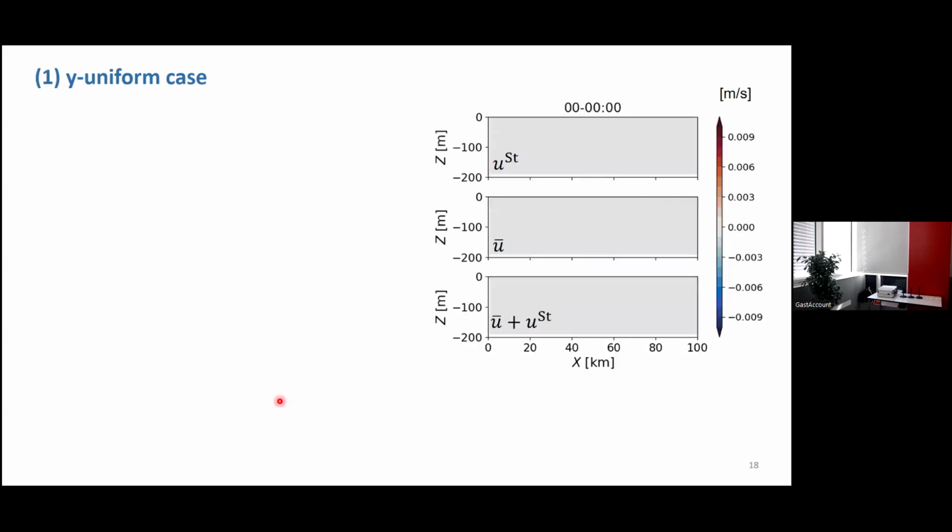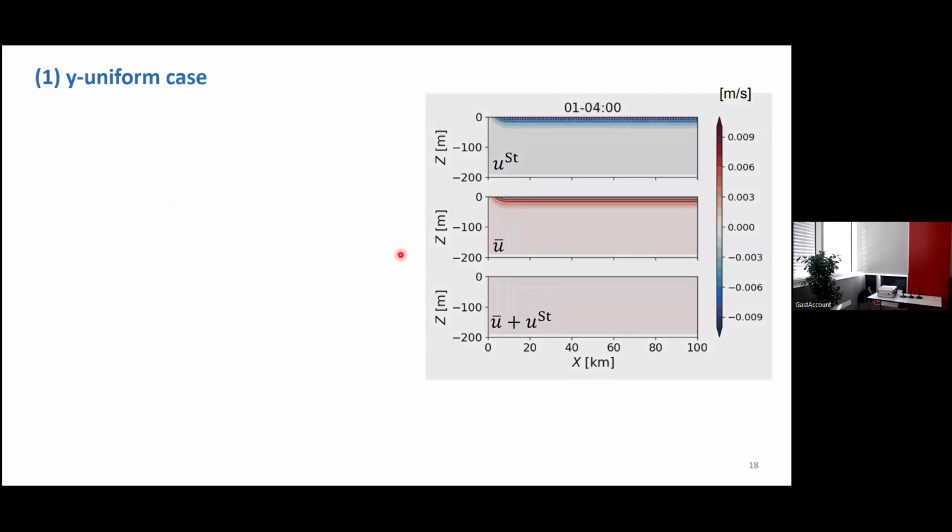Let's start with the y-uniform case. Because everything is uniform in y, I'm showing an x-t cross section. The first panel shows the Stokes velocity, the second panel shows the Eulerian velocity, and the third panel shows the Lagrangian velocity. The red color shows towards the right, and the blue color shows towards the left.